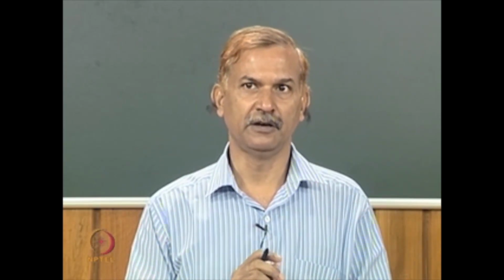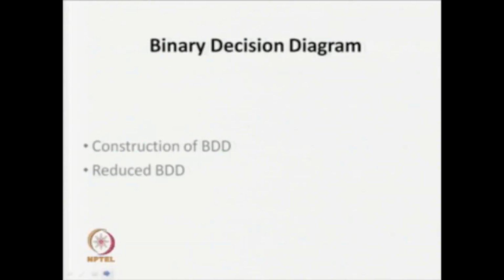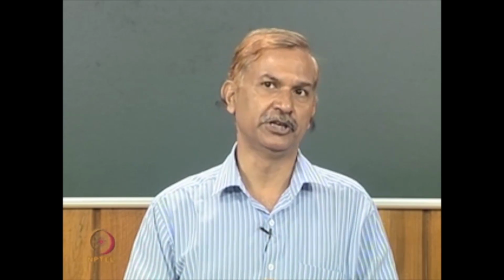Okay, in the last class we introduced a data structure called binary decision diagram, and with the help of this binary decision diagram we can represent any Boolean function or expression. We have seen how to construct this BDD. Construction can be done from your truth table, where we get a binary decision tree, or we can use the Shannon expansion of your Boolean expression to construct the binary decision diagram.